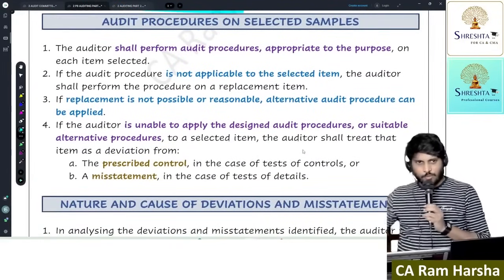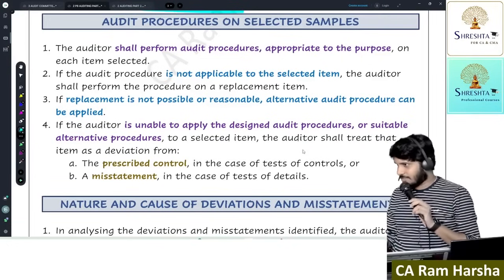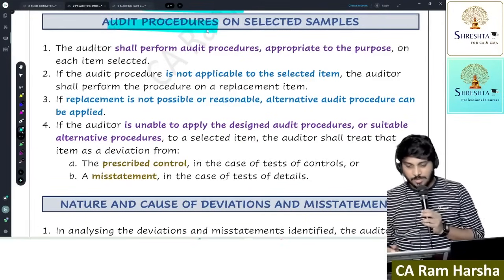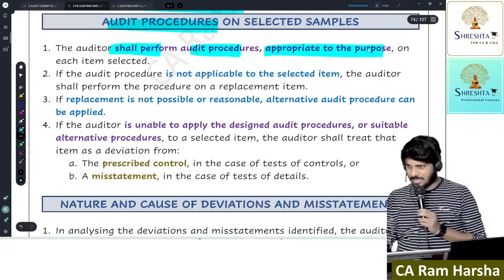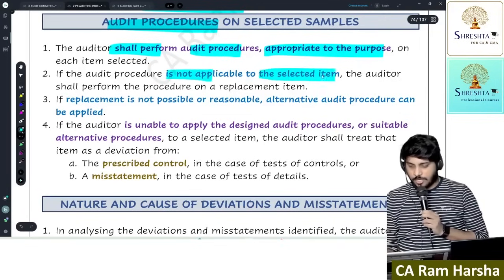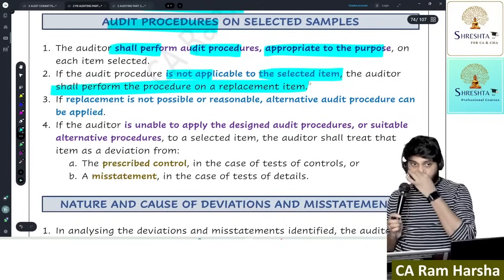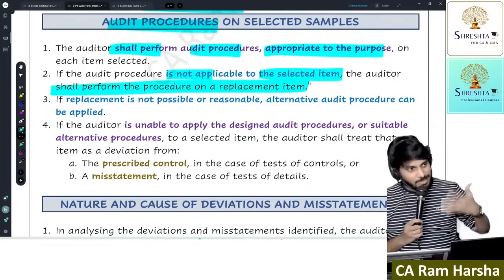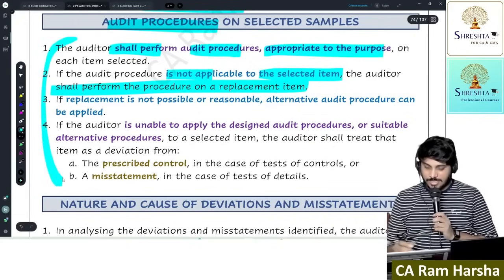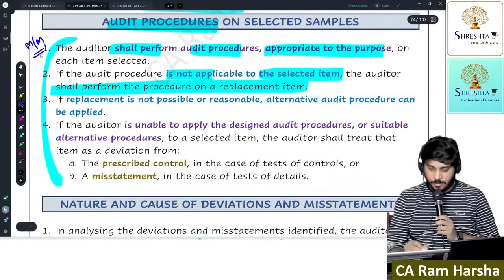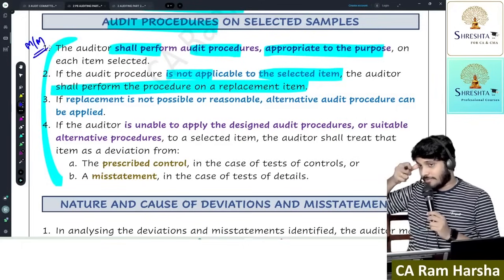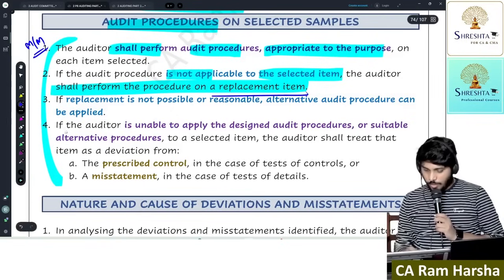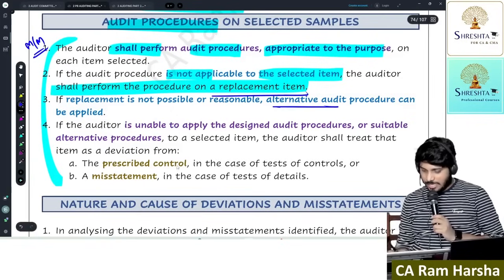Finally, whatever sample you have ultimately selected, you need to apply verification procedures. The auditor shall perform audit procedures relevant for the purpose. If an audit procedure is not applicable to a selected item, then he needs to perform it on a replacement item. What is meant by this? They do ask all these kinds of questions. For this, what I suggest is better read the main material. My main material is there, better read that. We have given examples also clearly. What is a replacement item? If replacement is possible, what is the alternative procedure?